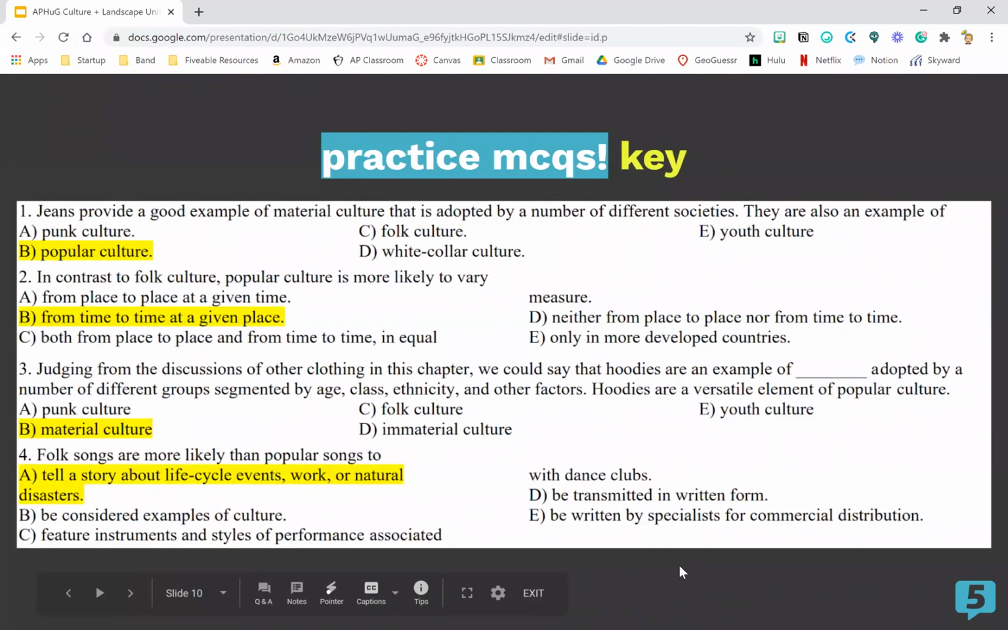And I'm going to move to the next slide so you can see the key. And we got them all correct. Congratulations, y'all. So for number 4, folk songs are more likely than pop songs to... I'm going to work from the bottom up. Be written by specialists for commercial distribution. So that's like the opposite. D, be transmitted in written form. So an important thing here is when I talk about immaterial culture like 30 seconds ago, I mentioned oral traditions, and that's really important because folk culture doesn't necessarily write a lot of things down.